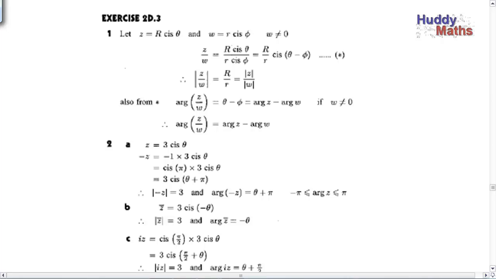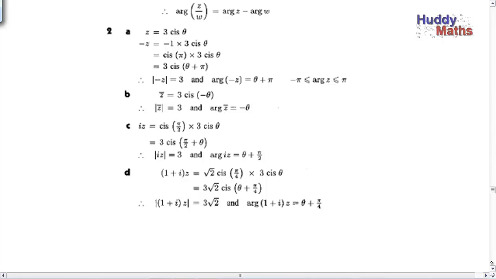Okay, 2D3, and this is some little proofs there. Notice instead of R1 and R2, they've let big R and little r, to generalise that. So you can use that. Let's have a look at the rest of question 2.